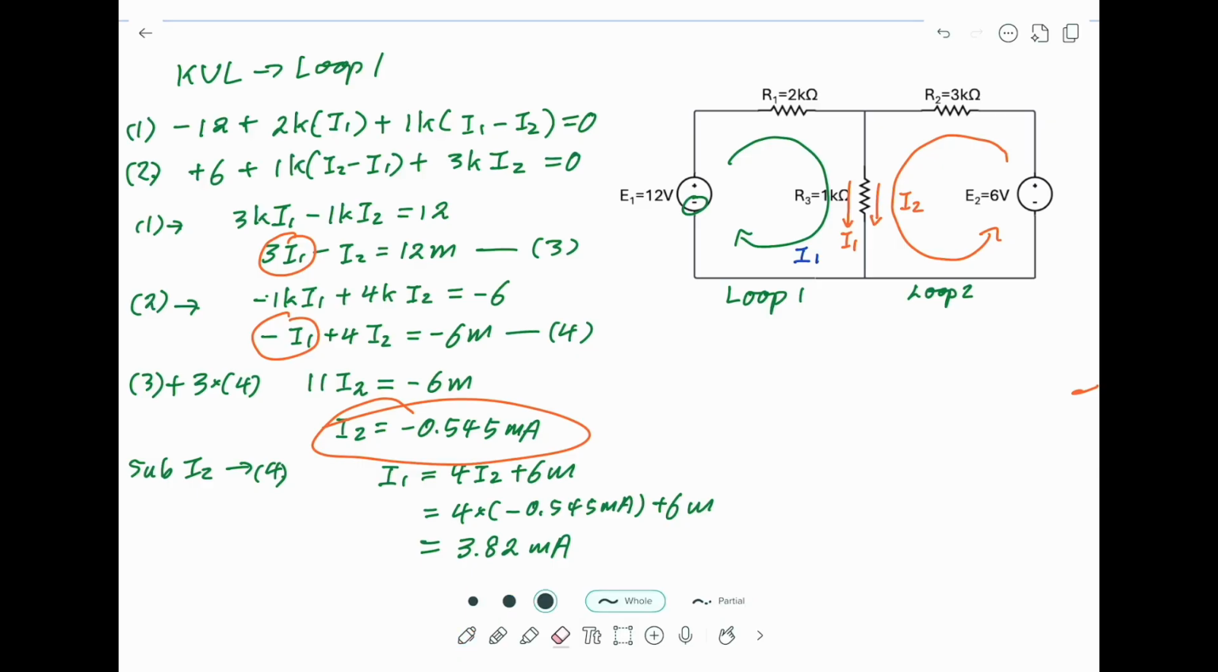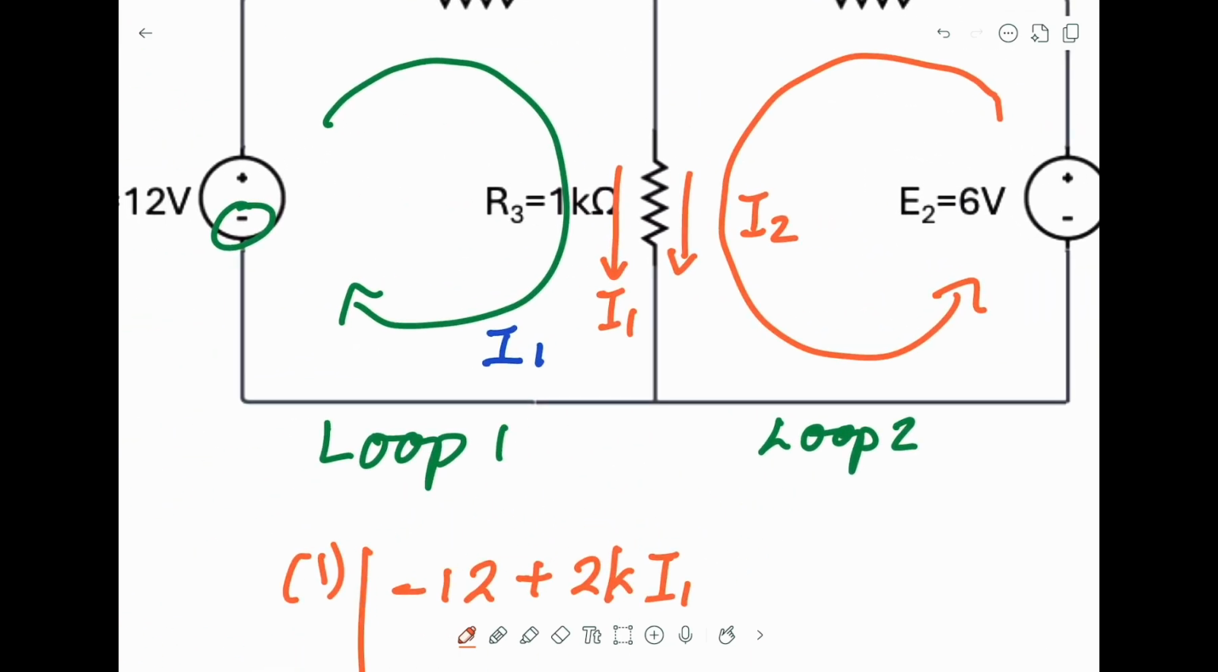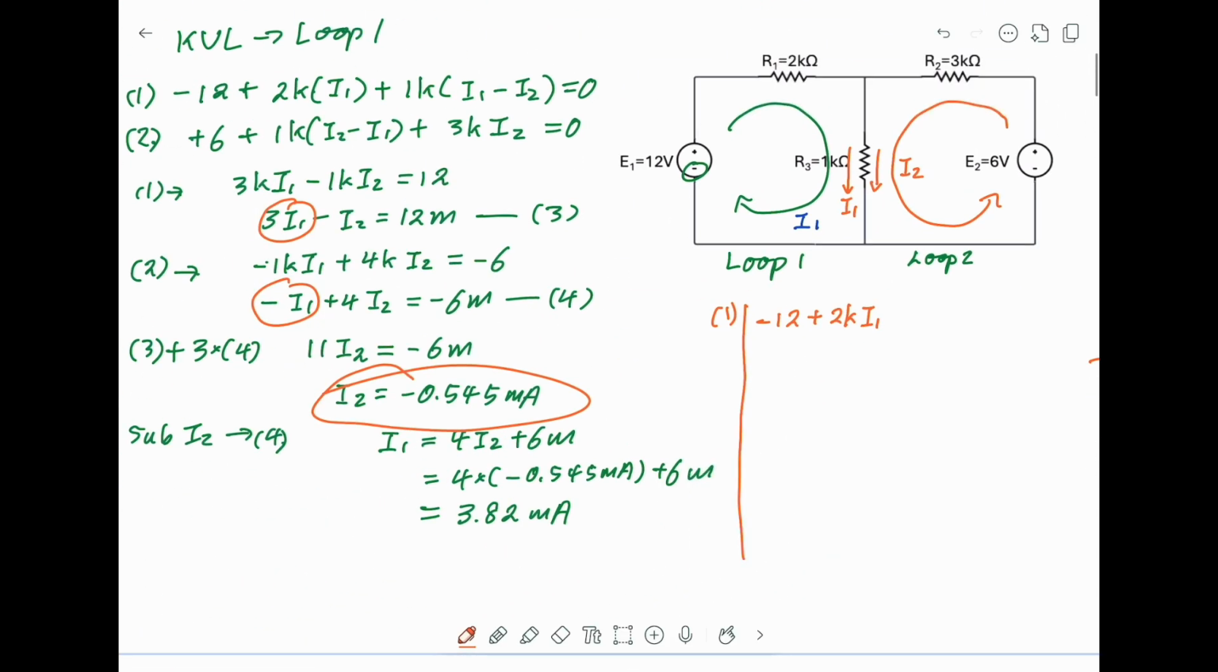So I can write it down, and I will let you solve this equation, and to prove you will get the same answer. For loop 1, I will do the same thing. So this is loop 1, and equation 1 will become minus 12 plus 2k I1. But this time, I1 and I2 are passing through R3 along the same direction. So I will say this plus 1k (I1 plus I2) equal to 0.